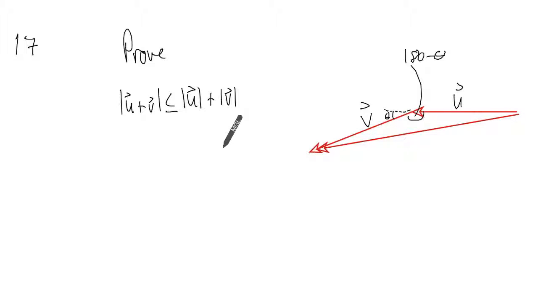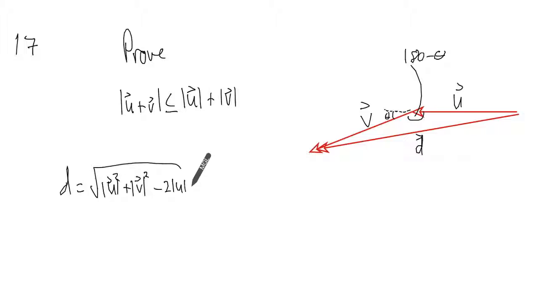So if I look at this now, to calculate this magnitude, we call this d, which is the magnitude here. d is equal to the square root of the magnitude of u squared plus the magnitude of v squared, minus 2 times the magnitude of u, times the magnitude of v, times the cosine of the angle between, which is 180 minus theta.